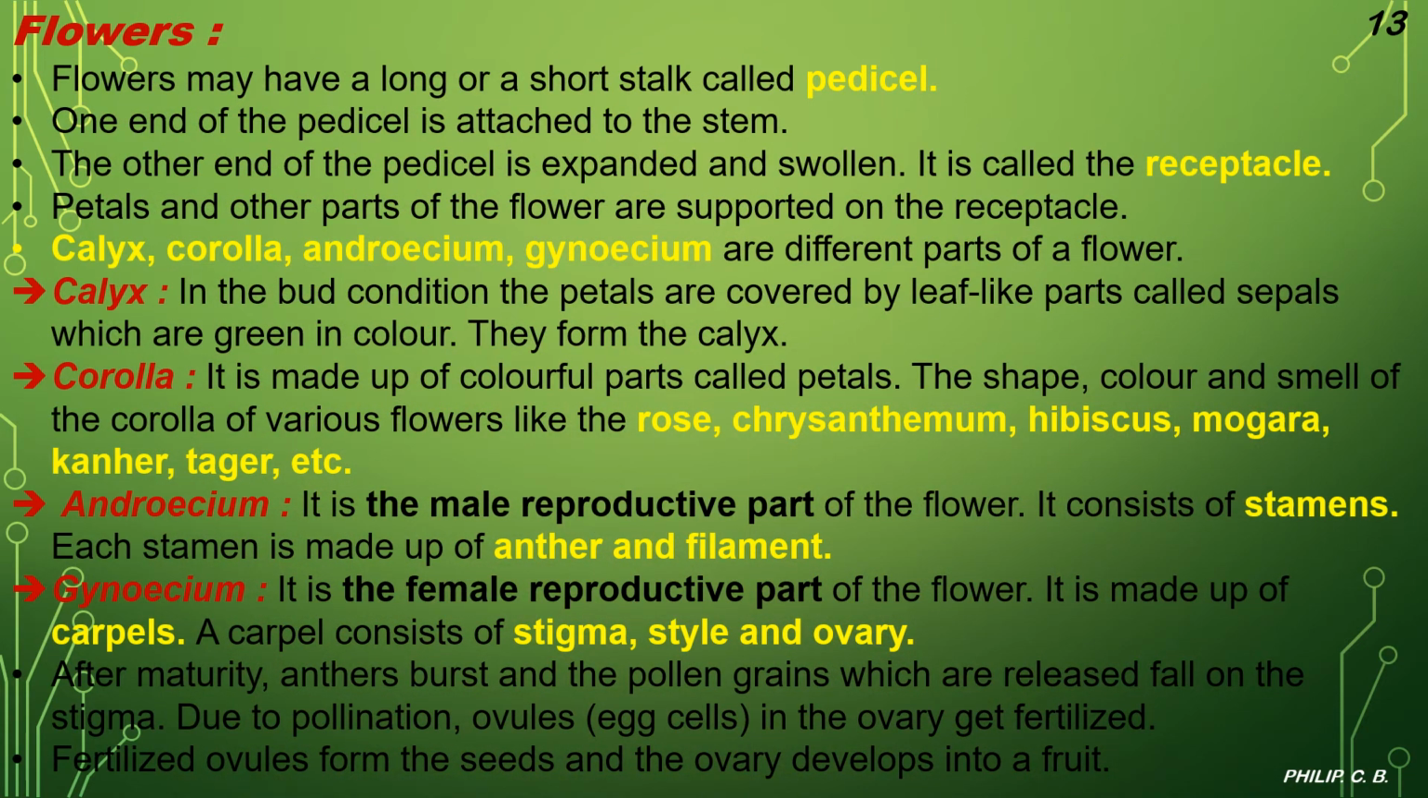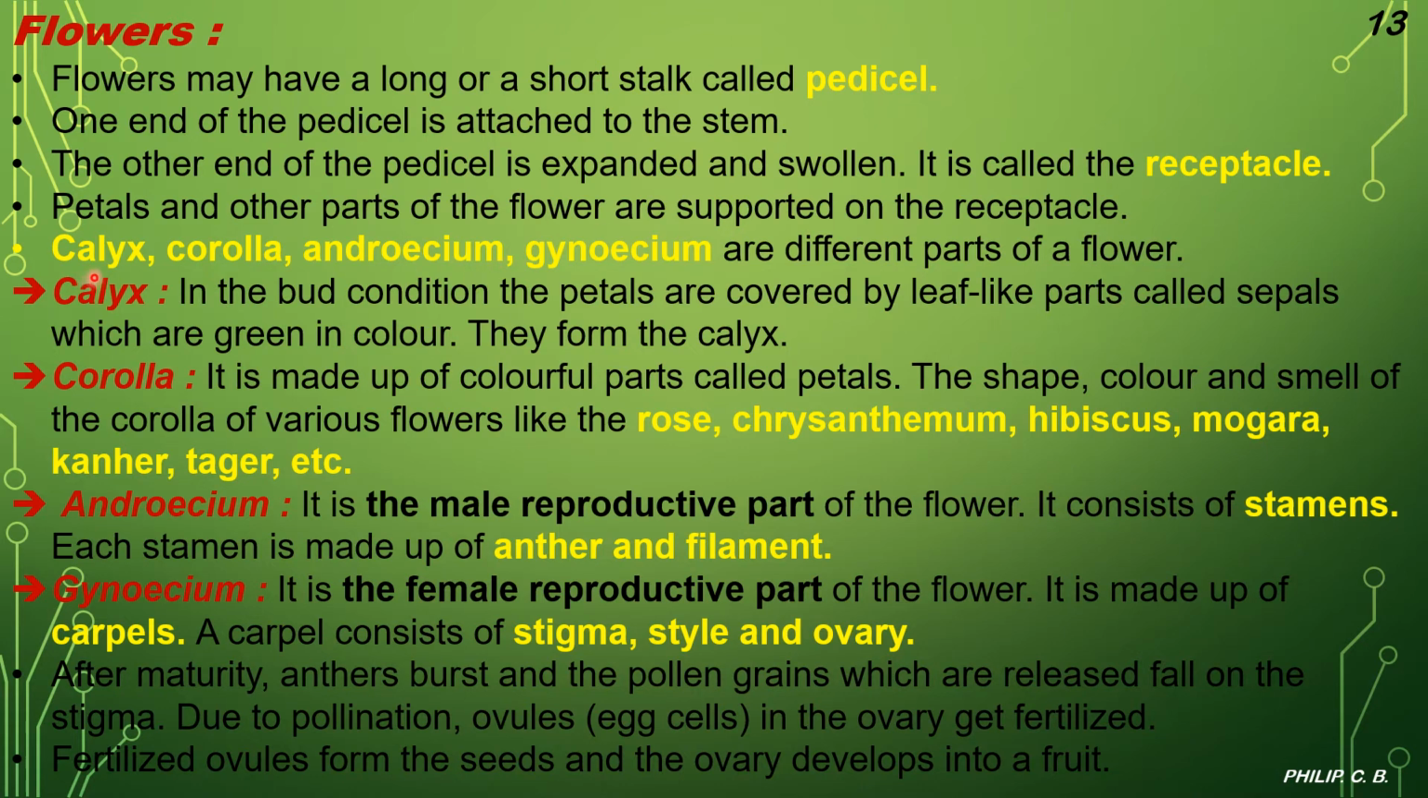Now coming to the fourth important part of the plant, that is the flower. So here, first point, flowers may have a long or a short stalk called the pedicel. Remember the terms, all the important terms I have highlighted here. Here it is the pedicel. One end of the pedicel is attached to the stem. The other end of the pedicel is expanded and swollen. It is called the receptacle, which you can see in the image. Petals and other parts of the flower are supported on the receptacle.